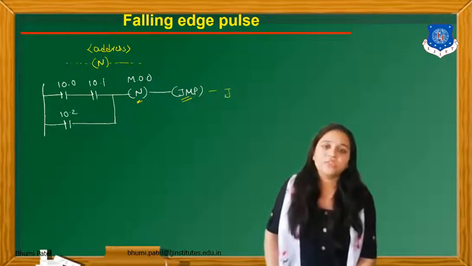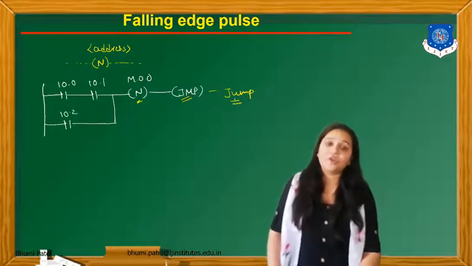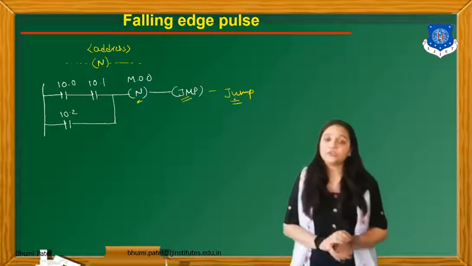Okay, we have used here a different function in the PLC instruction. Here we have used the jump instruction. We can also use the skip and master control relay instructions.